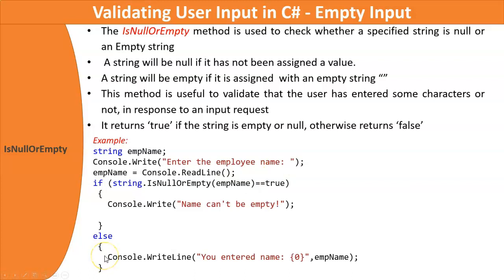That means the empName variable is not null or empty. It has some data. And that's why the program control enters the else block and displays a message that you have entered a name, and it shows the name that is entered into the empName variable. That means empName now has valid data. It is not null. It is not empty.